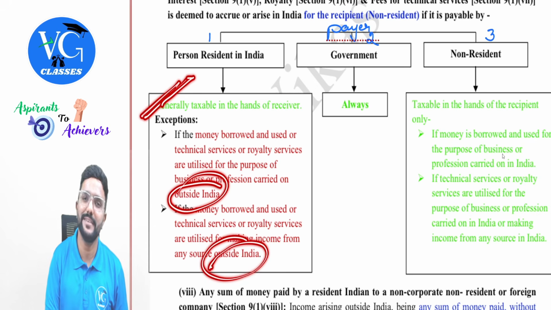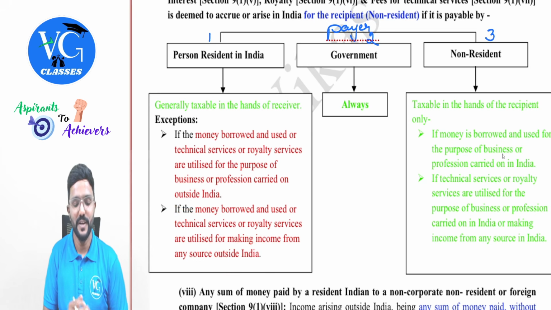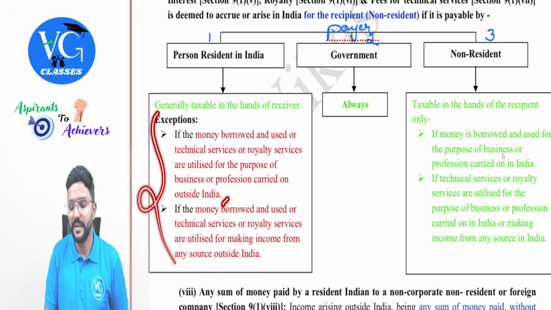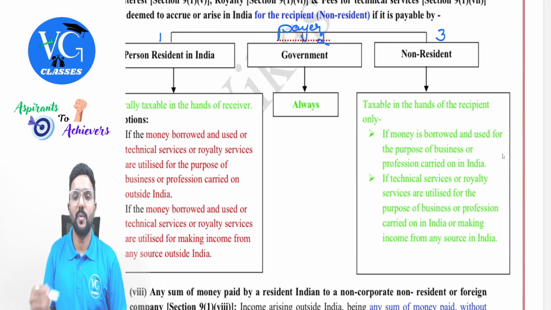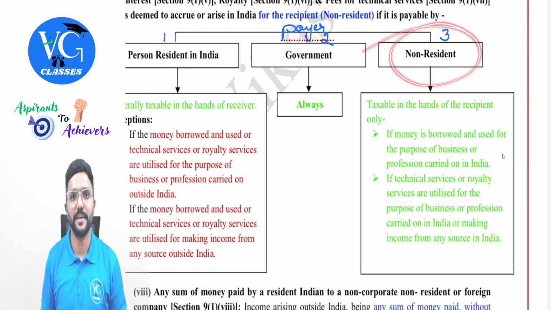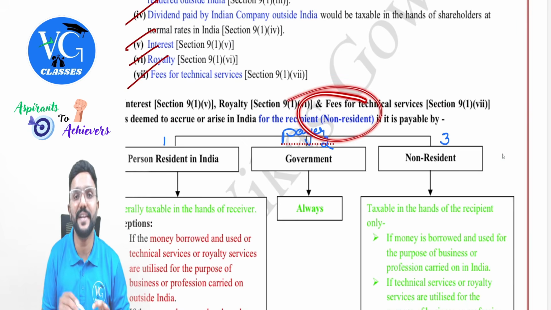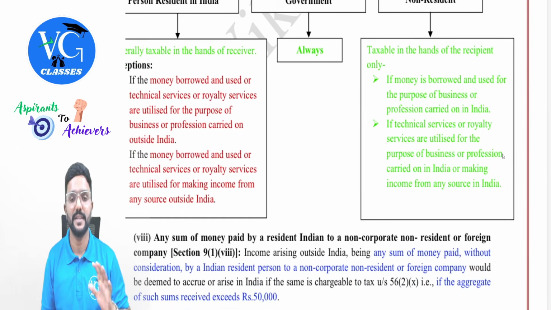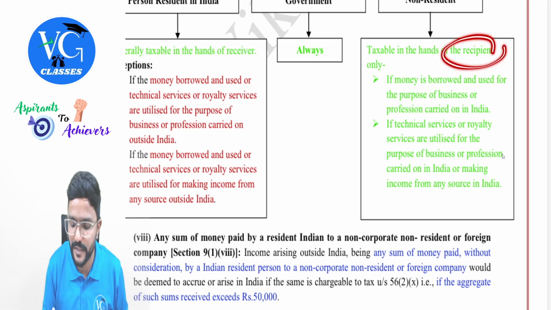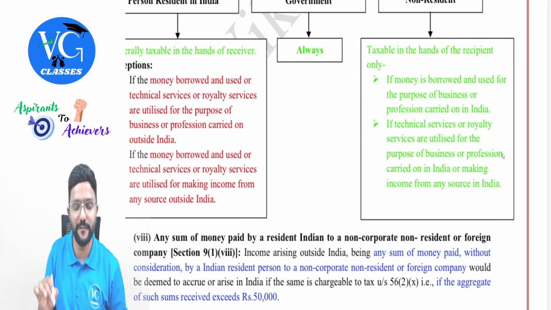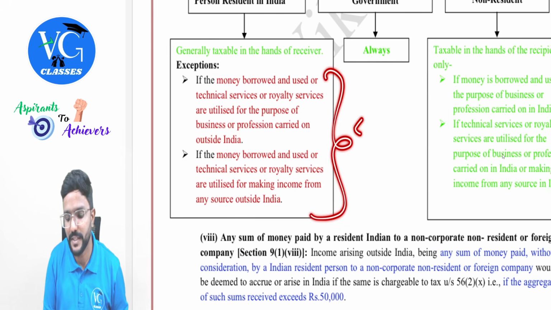So is it taxable? Yes, sir. Whatever was given here, they have given it in a reverse way here. Sir, what if the payer is a non-resident? Payer is also non-resident, recipient is also non-resident. Then they are telling it is taxable in the hands of the recipient only if, what was given here, it is given in a reverse way.